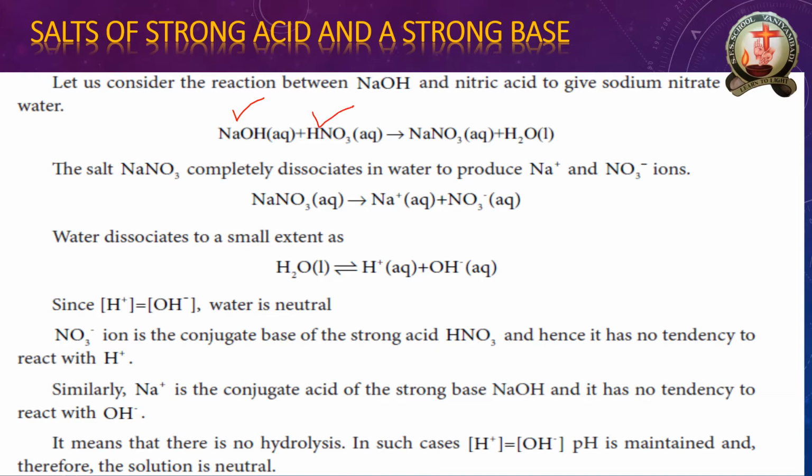Nitric acid is a strong acid. How are they going to dissociate? Na+ and OH-, H+ and NO3-. The H+ and NO3- ions are the constituent ions for NaOH.